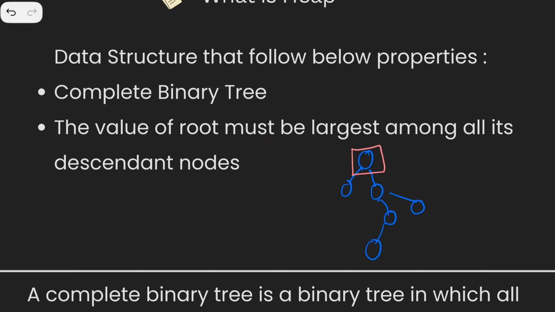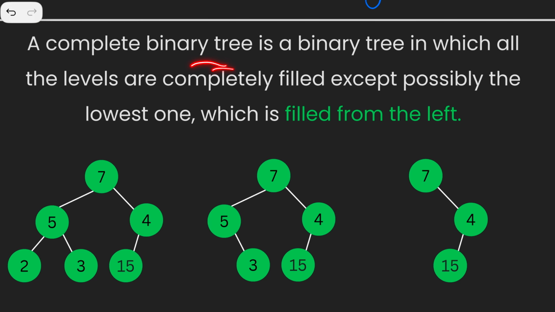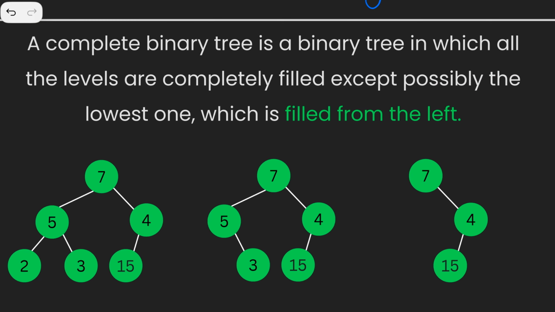But what is the first condition? What is this complete binary tree? Binary tree means a tree where every single node has at most two children, right? So this you can say is a binary tree, but this you cannot say is a binary tree because this parent node has three different children. Okay, so a complete binary tree is obviously a binary tree. That is the first condition. Second condition is that all the levels should be filled except possibly the lowest one.